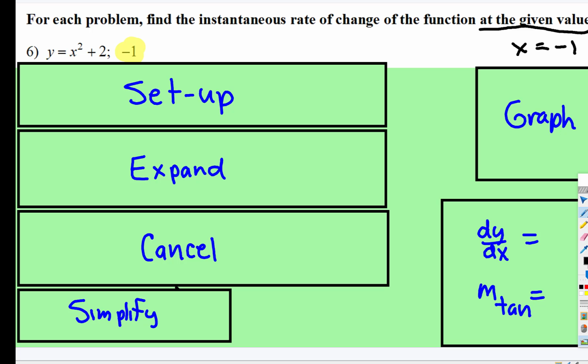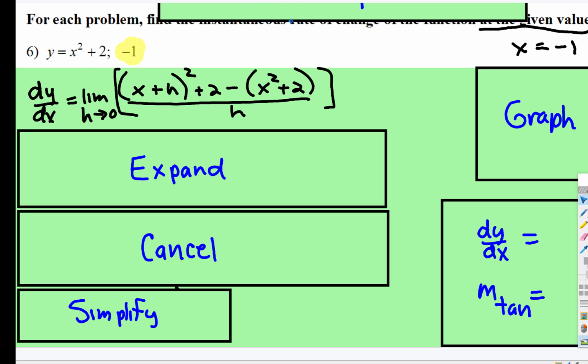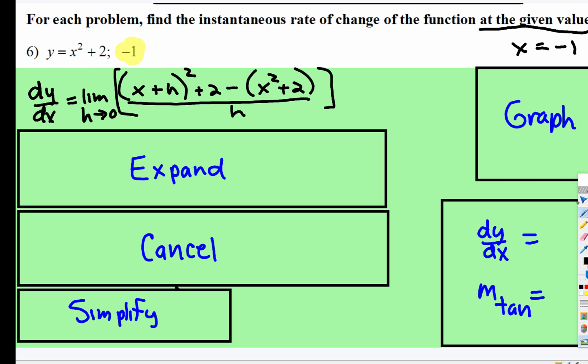Okay, we're going to do another example of finding the derivative function or instantaneous rate of change of a function at a given x value. So we're actually going to find the derivative function and we're going to find the slope of the tangent line given a function. So here we have our function. We're going to set it up using the difference quotient. We're still using the difference quotient.